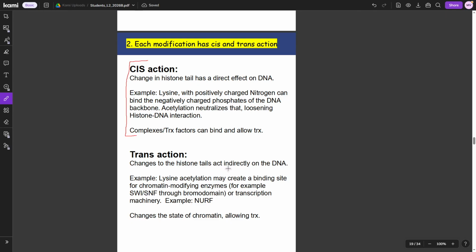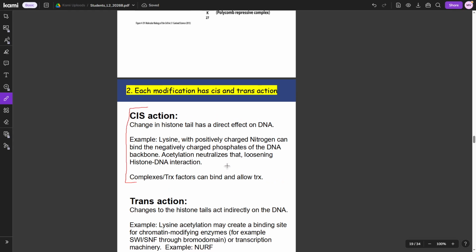So for the cis actions, right? You can think of it as one action leads to a result. Whereas for trans actions, you can think of it as one action leads to another action, which leads to a result. Right? So cis actions are immediate, and trans actions take a bit of time, or take extra steps. So for a cis action, we have a lysine. Lysines are positively charged, and so they will bind to the negative phosphate backbone of DNA. If I acetylate the lysines, then the lysines are now neutral, and the DNA uncoils from the proteins, or the histones, right?